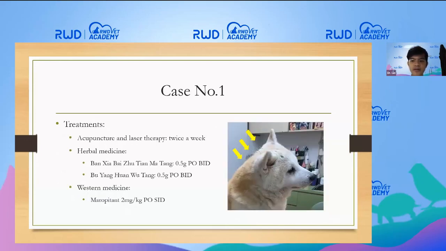My treatment for it included acupuncture, laser therapy, herbal medicine, and Western medicine. I did acupuncture and laser on GB20, GB14, LI15, GB12, GB8, TH17, and Jinjiaji, just like I mentioned before. The herbal medicines I used were 半夏白术天麻汤 and 补阳还五汤. For stopping the vomiting and nausea, I gave Maropitant once a day.